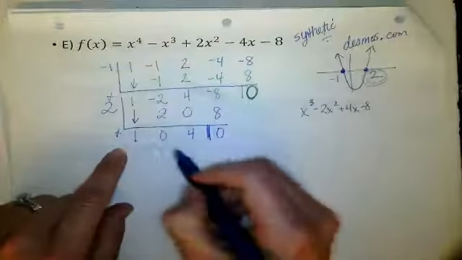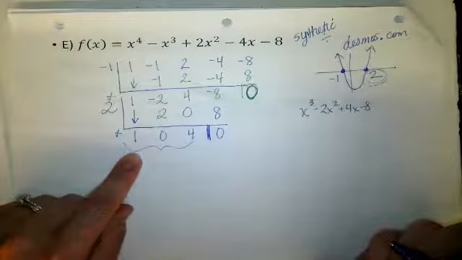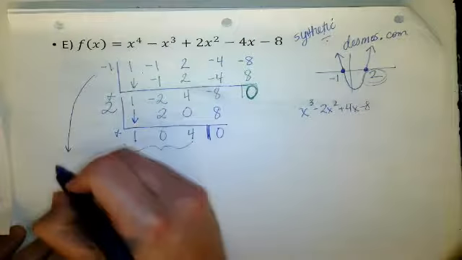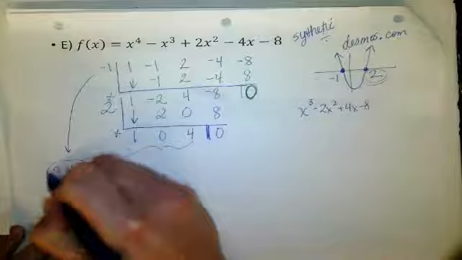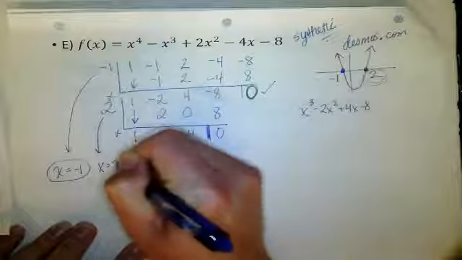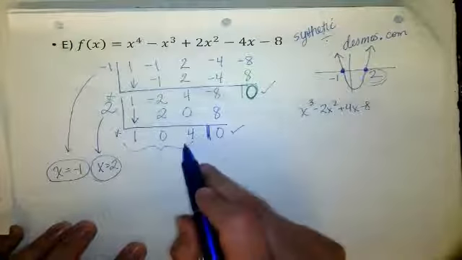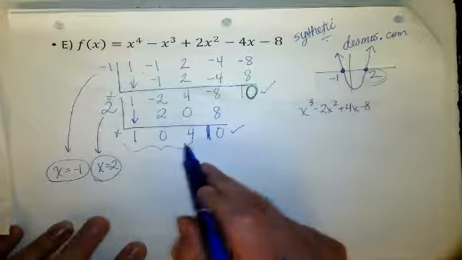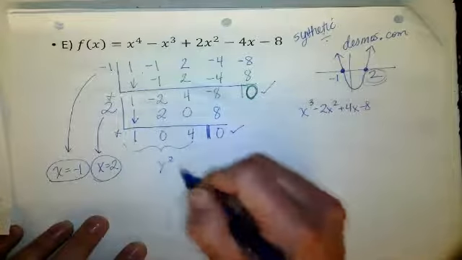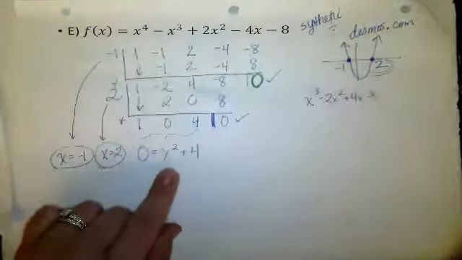What's this quotient mean? So what we just showed was that x equals negative 1 was a 0. We just showed that x equals 2 was a 0. And what's this leftover bit here? 1x squared plus 0x plus 4. That is the last thing that I need to solve.